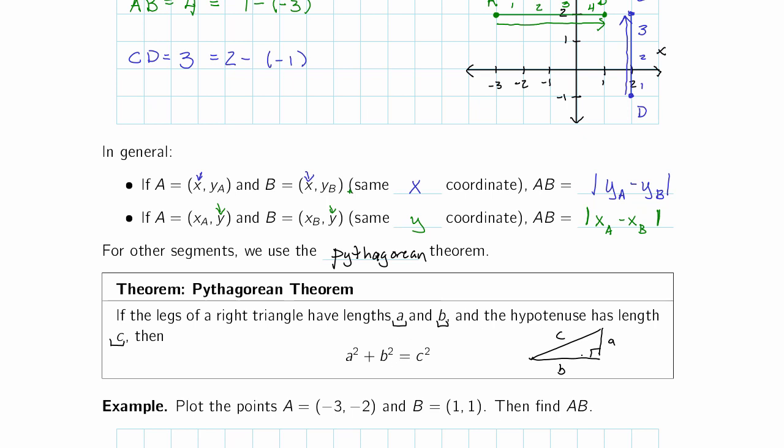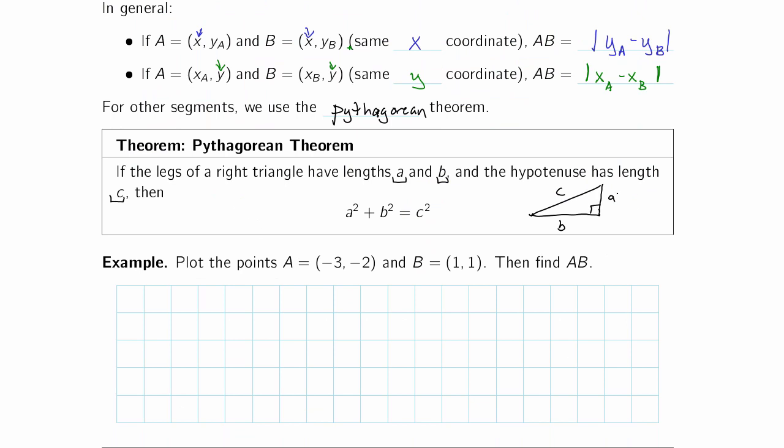Then, if we take the leg lengths and square them and add the results together, that's the same as squaring the length of the hypotenuse. So that's the Pythagorean theorem. We've seen this before. We'll see it again. But in this case, we're going to use it in order to find the distance between 2 points in the plane.